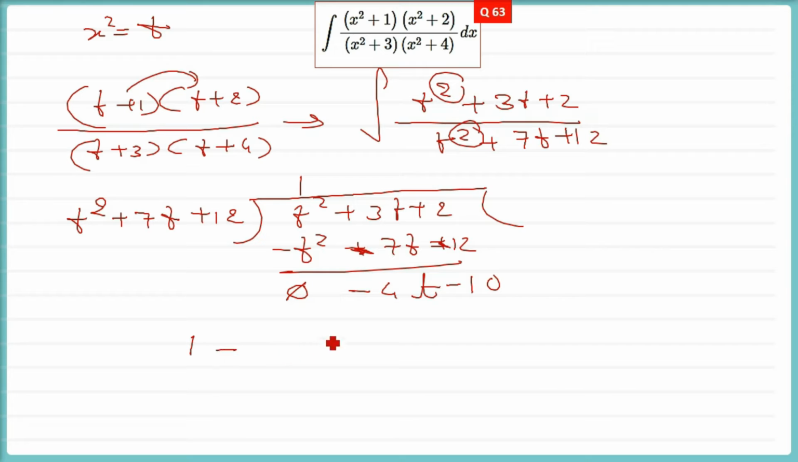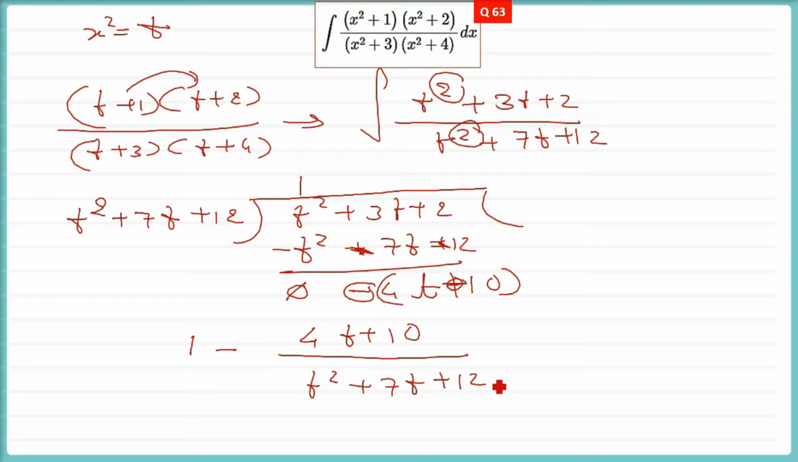So this will be written in the clockwise direction, like the first one. And since negative 4t minus 10 is equivalent to negative of 4t plus 10, we have taken a negative outside. 4t plus 10 will remain like this, and the denominator will be t square plus 7t plus 12. This is how it will be taken.